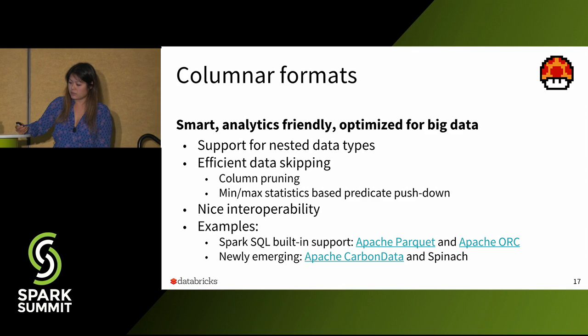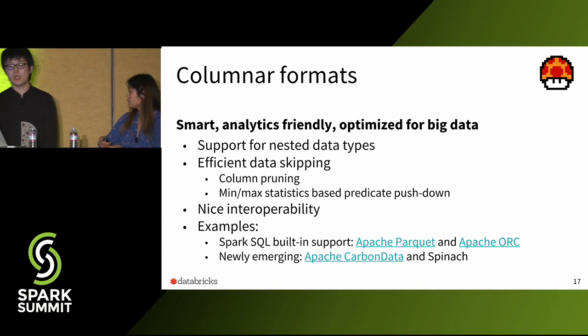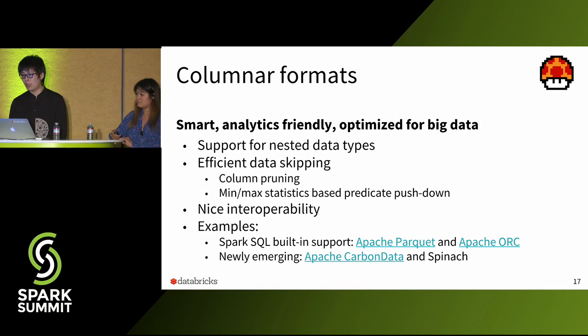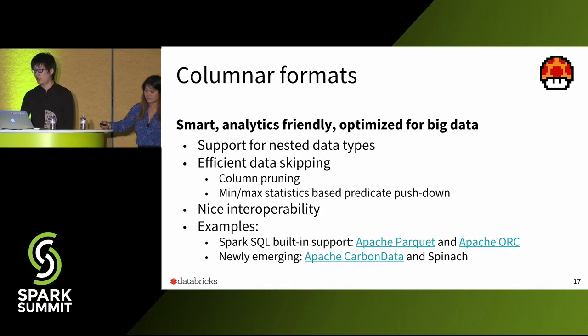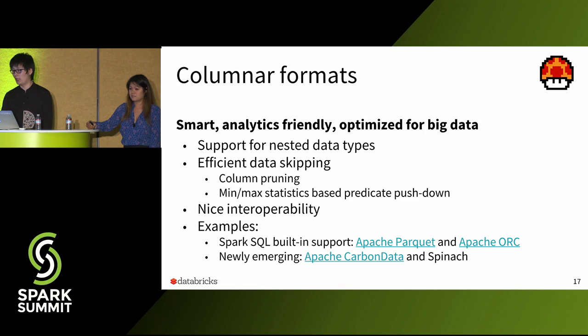So there are some newer kinds of columnar formats as well, ORC and CarbonData. I'm less familiar with those. Maybe Cheng can tell you a little bit about those file formats. Yeah, Apache CarbonData is a project initiated by Huawei, and that is also a very smart and analytics-friendly columnar file format. And also Spinach, which you might have already heard about in the talk earlier today by Daoyuan Wang from Intel, is another columnar format from Intel.